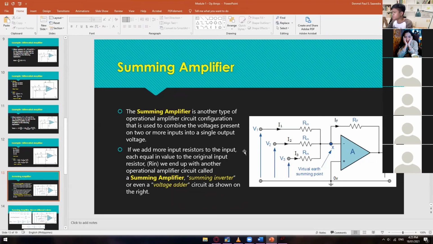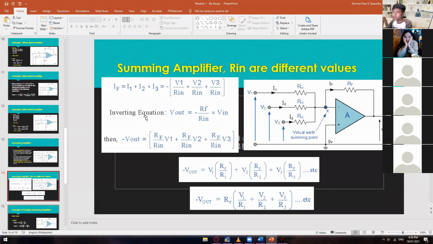So for you to appreciate this, let's have an example. We have these derivations. If you want to get the single currents on each of those paths, you can get I1 by getting V1 divided by Rin, or R1 rather. Or if you want to get I2, it is V2 divided by R2, or I3, which is V3 divided by R3. Or if you want the total current, which is the IF right here, you can simply add all of those currents.